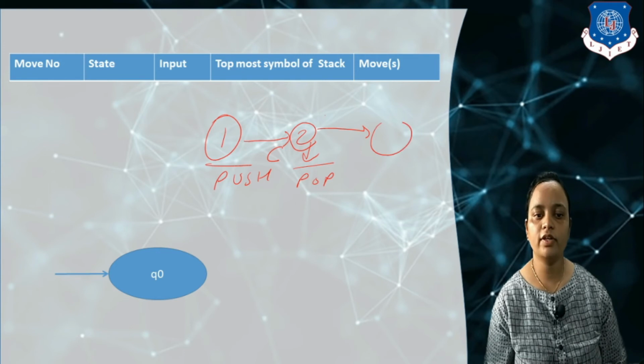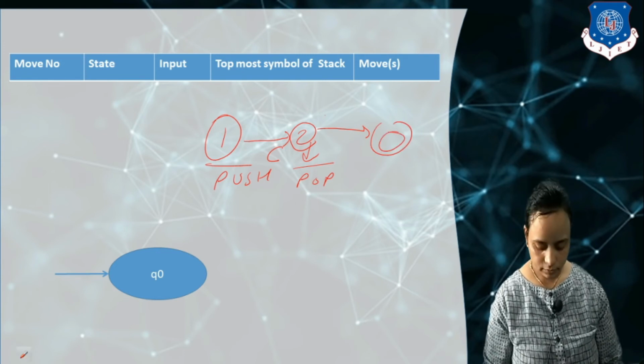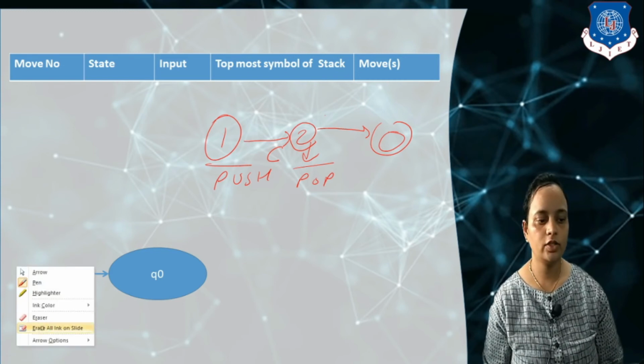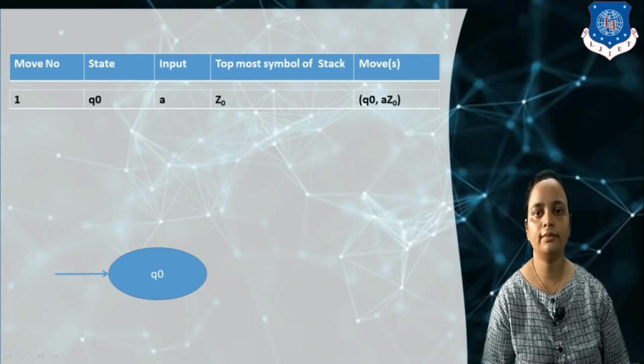If at the end we are getting the null, we are reaching the final state. Okay, so here you can see initially q0. I have mentioned all the possibilities.